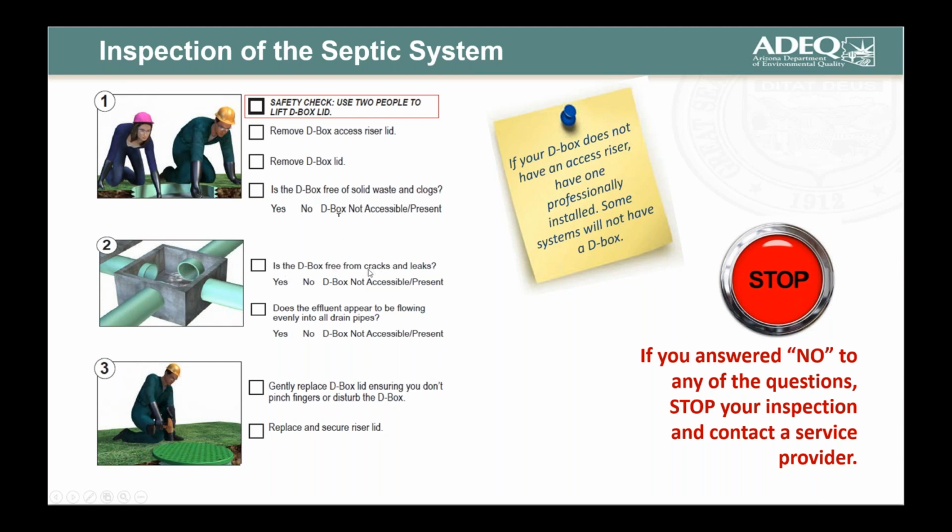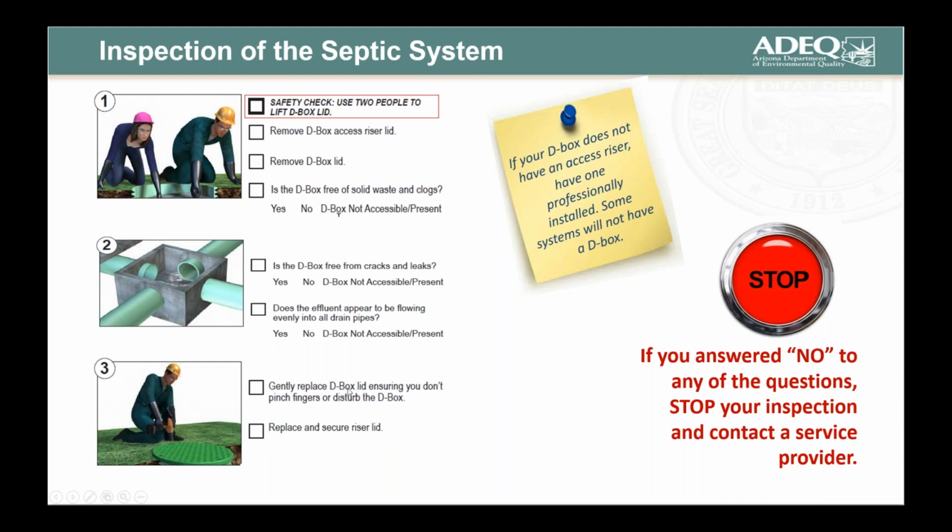Also, is a D-box free from cracks and leaks? Does the effluent appear to be flowing evenly into all the drain pipes? So as you can see, there's a lot of value in being able to inspect and look at the D-box if you can get to it.